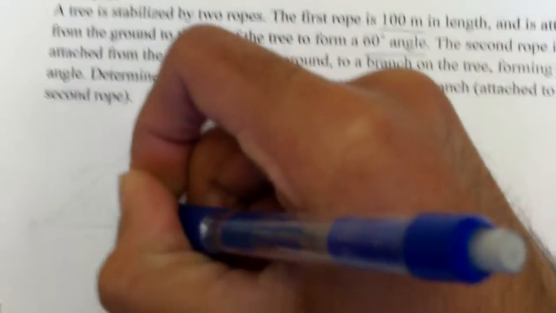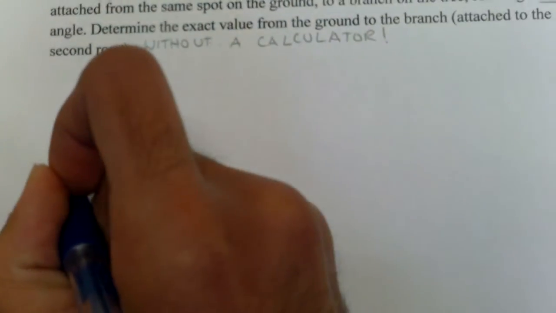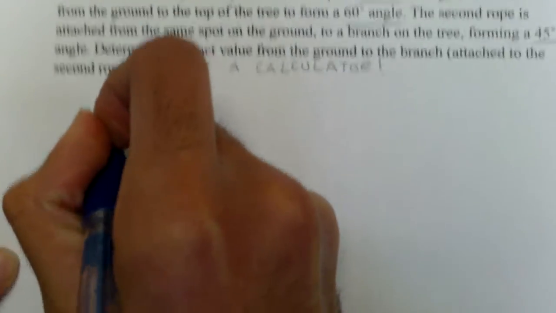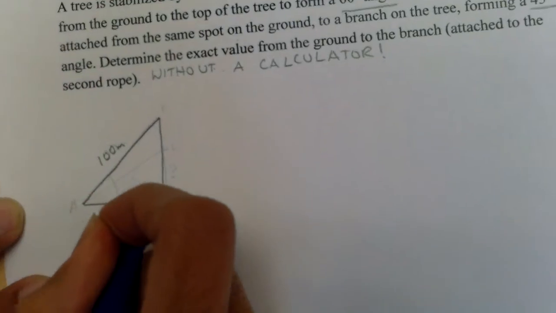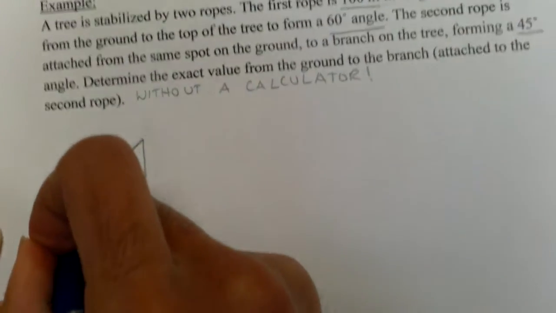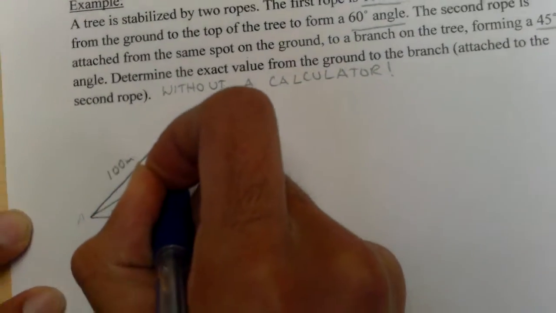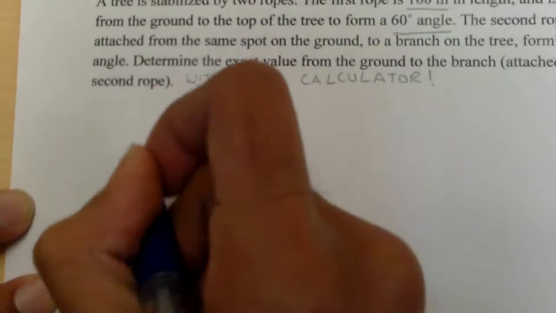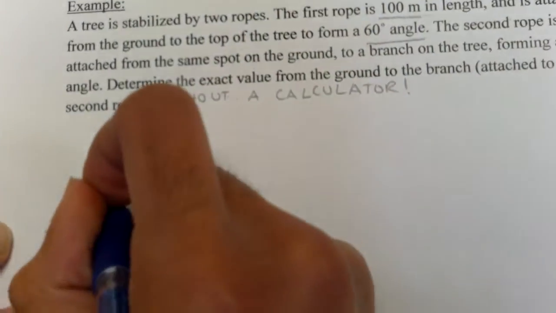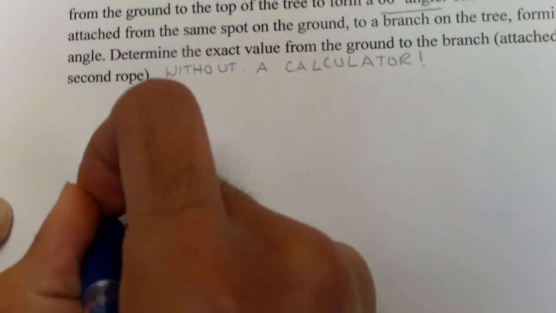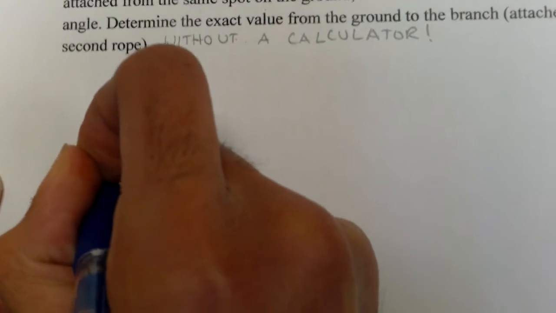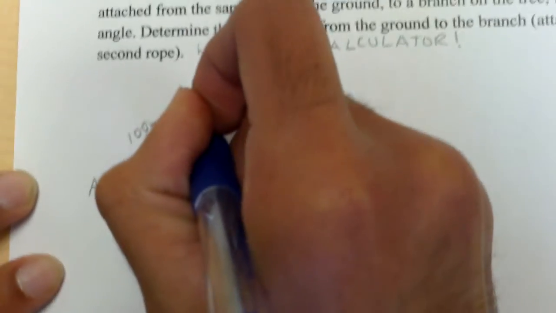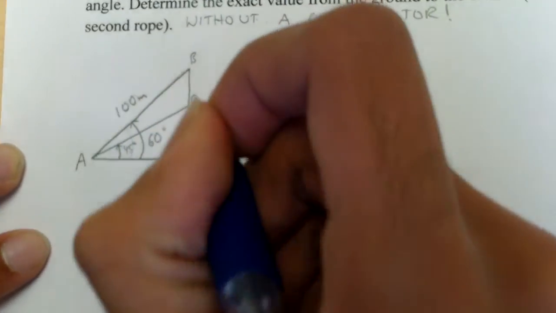So this line over here is the tree. From here to the top of the tree is the first rope, which is 100 meters in length. And this is the second rope, which goes from the same spot to a branch, so about over here. And we know that from the ground to the first rope, it's 60 degrees. And from the ground to the second rope, it's 45 degrees. Now we'll label this angle A, angle B, angle C, and angle D.